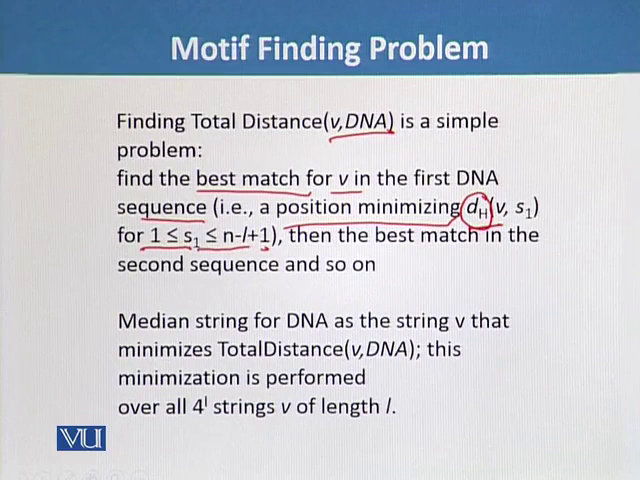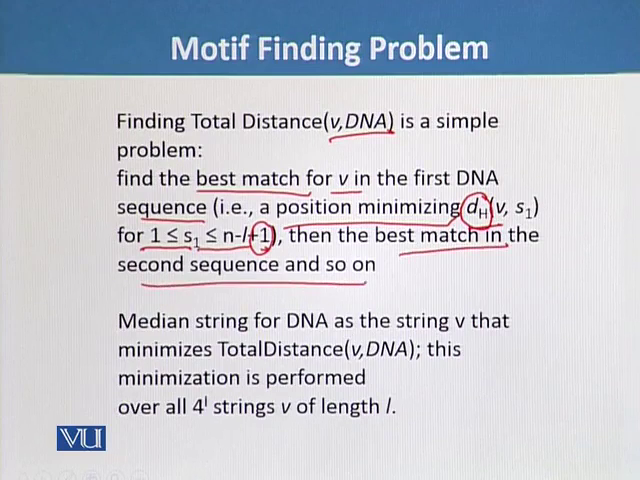So we have to move the two strings one by one, moving by the value of 1, so that we can find the minimum Hamming distance. Then the best match in the second sequence will be calculated, and this process will be continued.